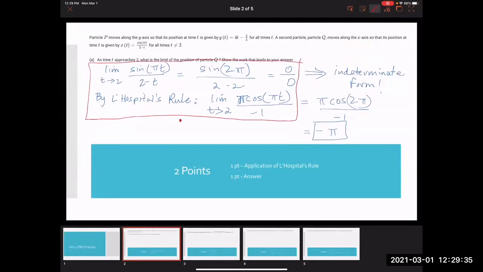Now there's probably ways for you to shorten it a little bit based on how you want to answer it, but you need to show that you get an indeterminate form. Then you need to show that you're using L'Hopital's rule. And then your final point, your second point, is getting -pi as your answer. All right, so that's 2 of your 9 points for this question. Any questions about this part?